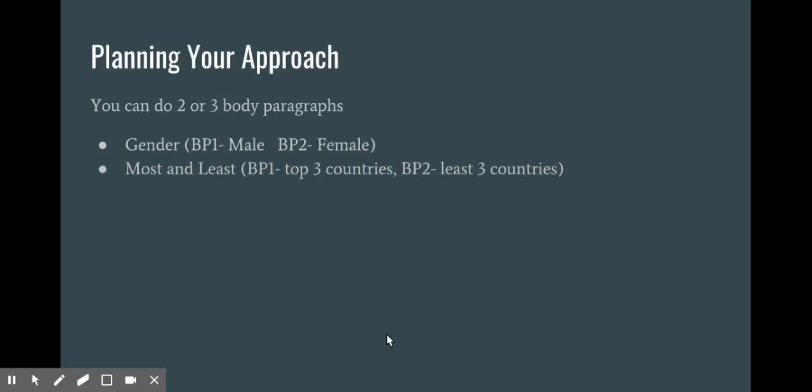Another way that you could do it is you could break it down with most versus least. So it's 6 countries total. So the 3 countries with the most proficient speakers could be in body paragraph 1, and the 3 countries with the least proficient speakers could be in body paragraph 2.